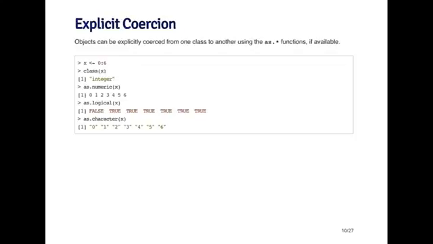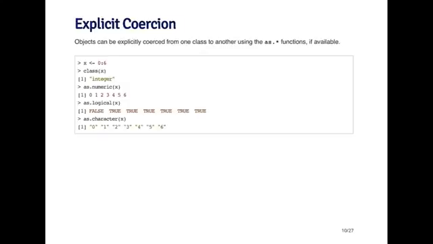In the previous slide we talked about implicit coercion that occurs behind the scenes, but you can explicitly coerce objects from one class to another using functions that usually start with the word as. So for example, if you want to convert something to a numeric, you can use a function called as.numeric. And if you want to convert something into character, you can use the function as.character. Now, if you apply as.numeric to a numeric vector, nothing will happen.